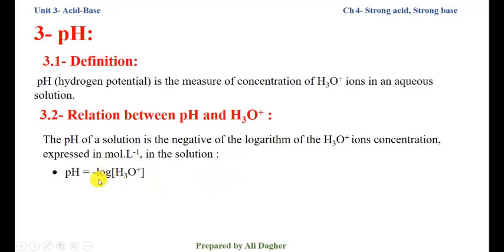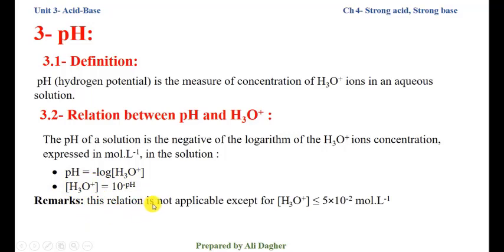pH equals minus log of the concentration of H3O+. And therefore, the concentration of H3O+ equals 10 to the power negative pH. These are the two relations. When we have the concentration of H3O+, we can calculate pH applying this relation. When we have the pH, we can deduce the concentration of H3O+ by applying this relation.